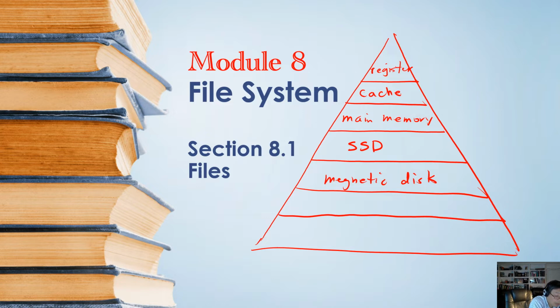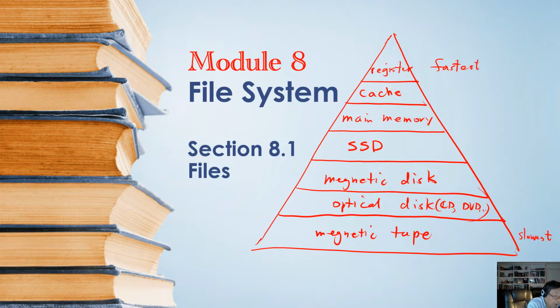Something slower than the hard disk is the optical disk, such as CD, DVD. And below the optical disk is the magnetic tape. If you look at this pyramid, the top one, the register, is the fastest storage, and the bottom one is the slowest.